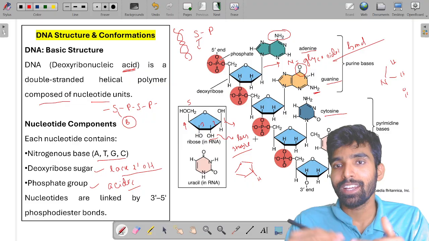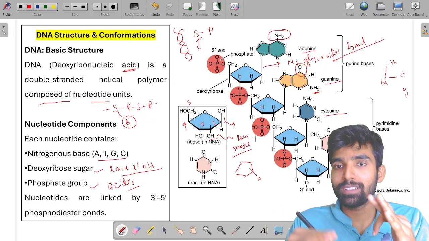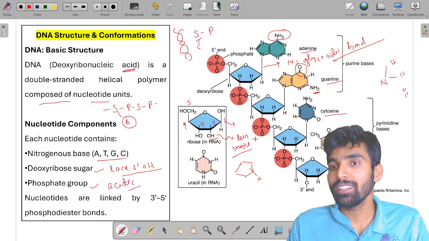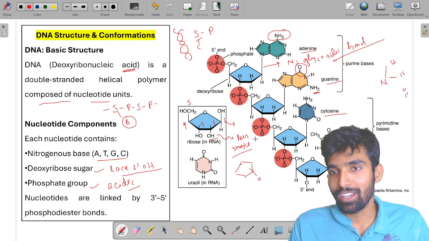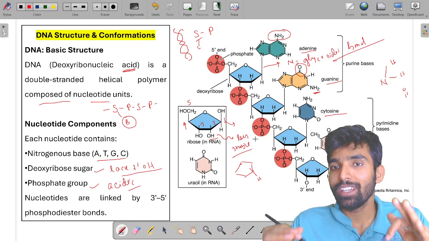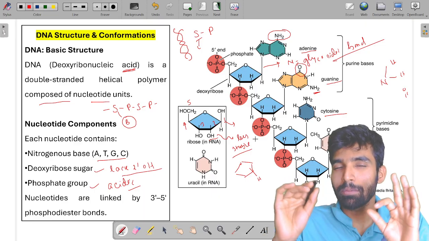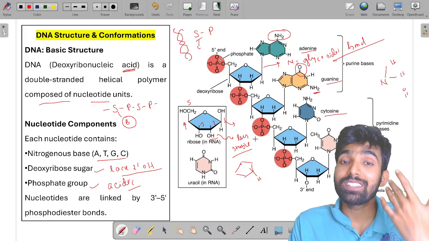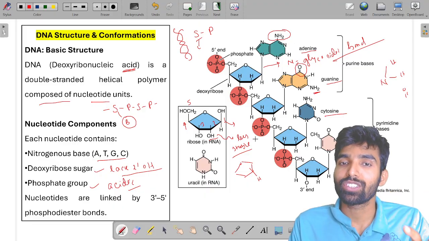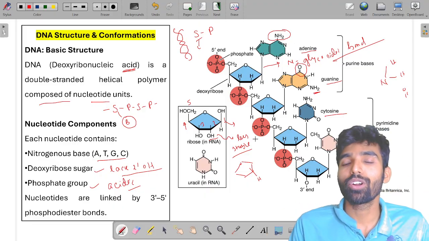Adenine and guanine are the purine bases. Cytosine and thymine are the pyrimidines. So for purine and pyrimidine, you have to just remember the structure a little bit, so it will be easier for you. You can easily draw the structure and make the hydrogen bonds and all this.